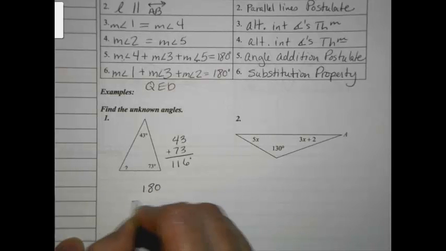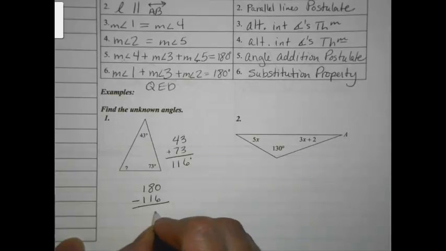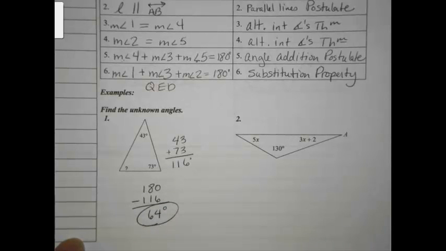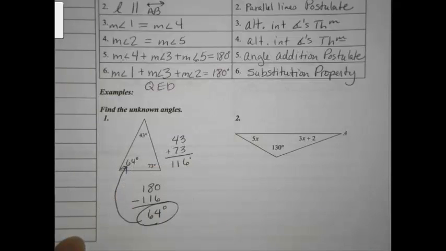So let's see what will make up the difference. Let's just subtract the total 116 from 180. Let's see, that's going to be 26. I'm getting 64 degrees for the missing angle. 64 degrees right here. Let's put that in the picture.